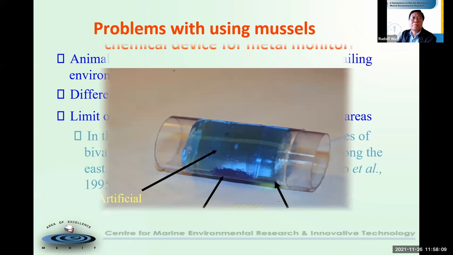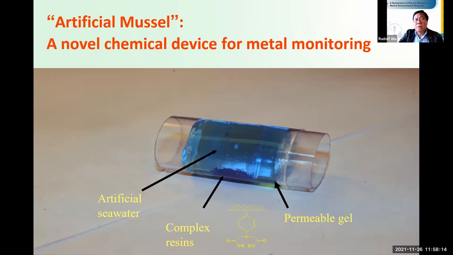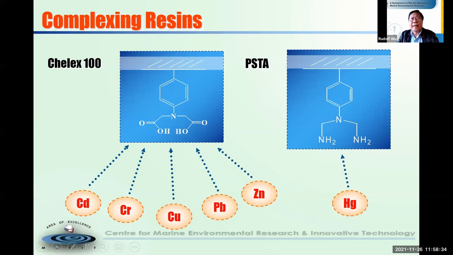And then our group has developed an artificial mussel, a novel chemical device for metal monitoring. This just costs something like 50 US cents to develop, with a complex resin inside suspended in artificial seawater and plugged on both sides with permeable gel. And then this uses Chelex or PSTA, which can absorb different metals.